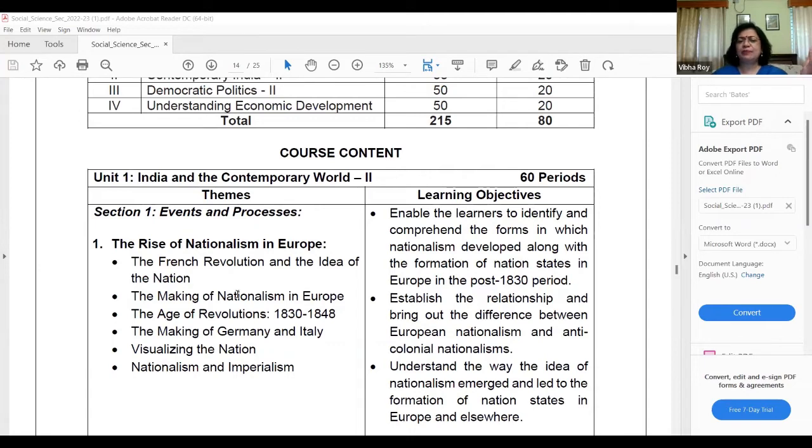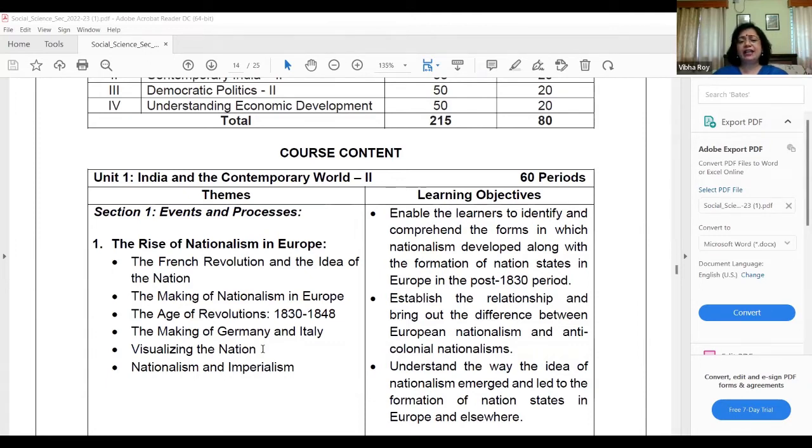So the nationalism idea, that is how the nation is formed, how different nation states were formed, what they were before, all this we have to give a background to them, because it is sometimes difficult for children to relate to another country. But with their own country, if you give examples, they will easily understand. Then how the different countries came into being, Germany, Italy, Britain, how it came. Then visualizing the nation, how the nation was visualized.